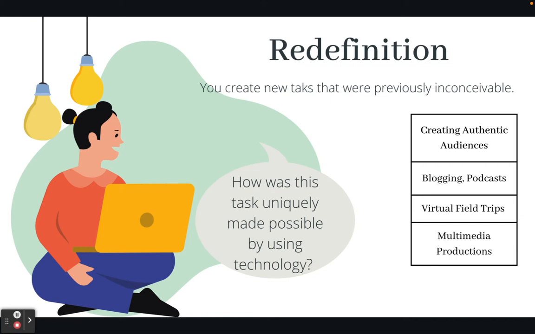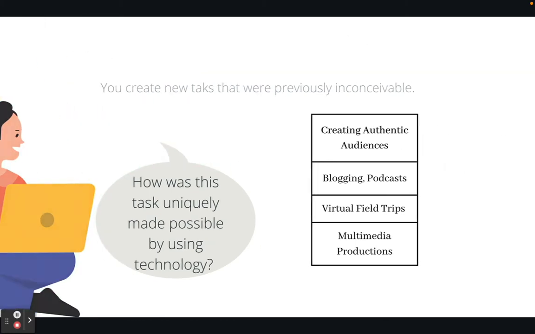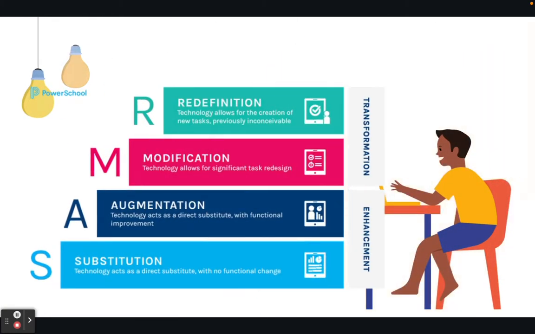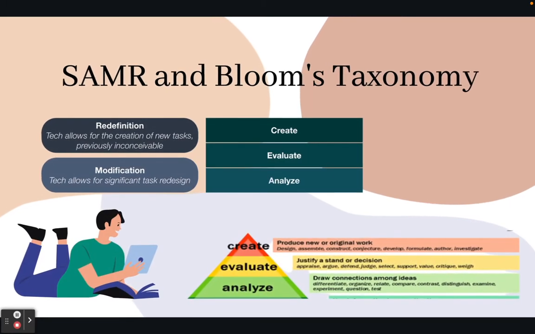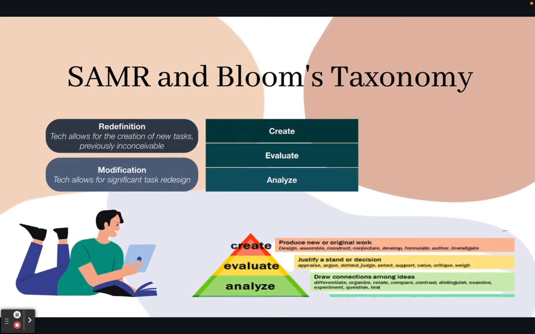So thinking about how can we bring students together with audience and making their work on a large scale level, but increasing that critical thinking. And that's where the Bloom's taxonomy comes in with this. We are looking at the tip of the pyramid where they are analyzing, evaluating, and creating. So they are drawing connections.